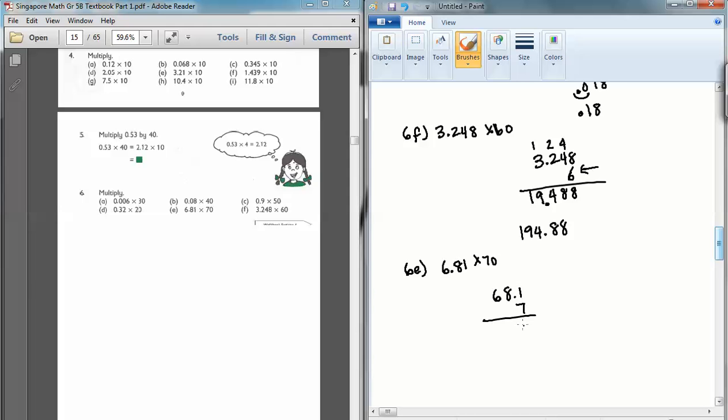Let's see, multiplying this, I get 7 times 8, 56. Why am I not good at this kind of math? And then 7 times 6, 42. That would be 47. And I've got one decimal place. It's 476. Now, I don't need to move that decimal place again because I already took care of the 10 in the first step when I changed this 6.81 to a 68.1.